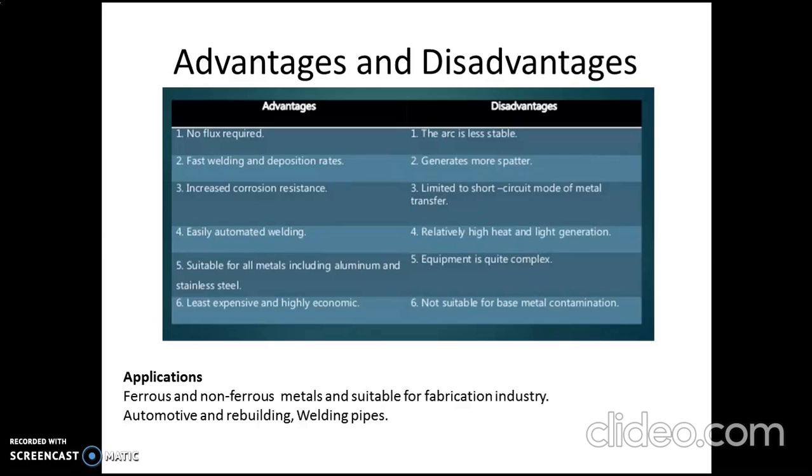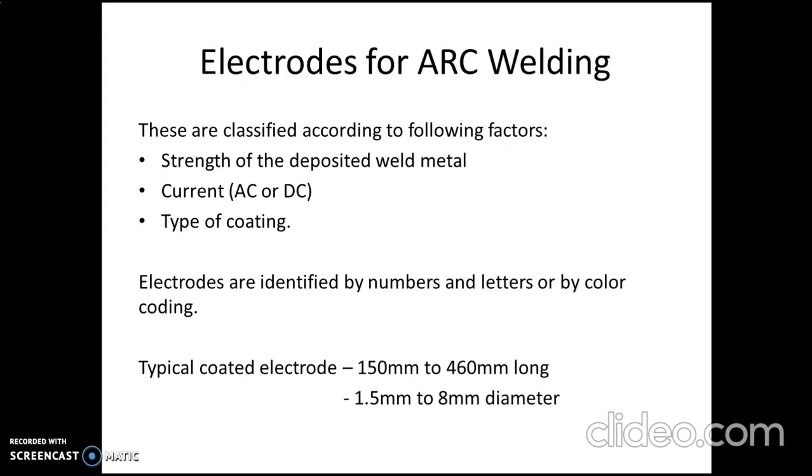If you talk about its disadvantages, the arc is unstable, or we can say it is less stable. It generates more spatter, is limited to short circuit mode of metal transfer, and relatively high heat and light generation takes place. Equipment geometry is quite complex compared with other types, and it's not suitable for base metal contamination. These are applied for ferrous and non-ferrous metals. This is suitable for the fabrication industry, automotive and rebuilding, and welding pipes also.